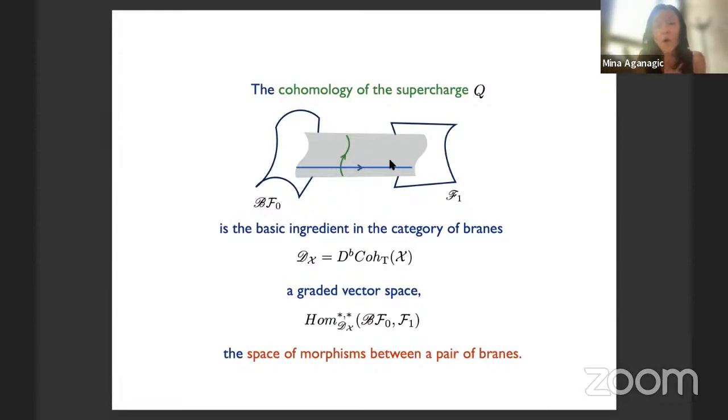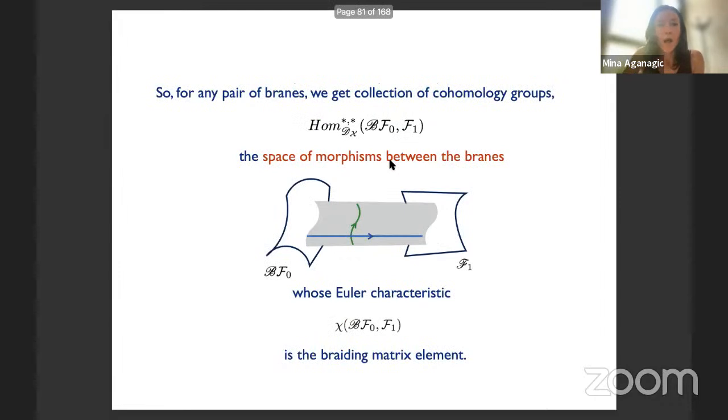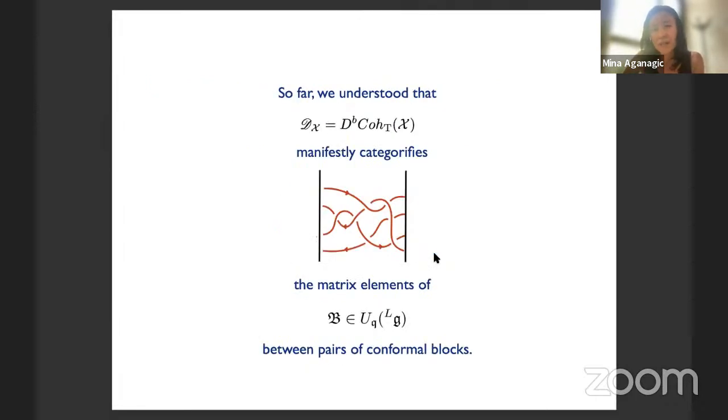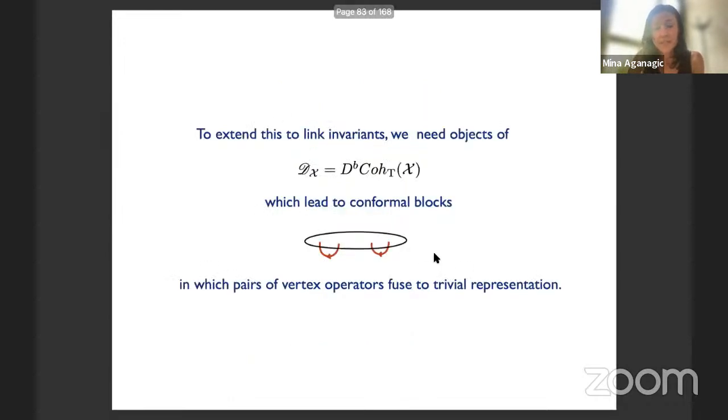In formulating this, we can take all the variation to happen near one or the other boundary. So for any pair of branes, we get a collection of cohomology groups, the spaces of morphisms between the branes, whose Euler characteristic is the braiding matrix element. So we understood that coherent sheaves on X manifestly categorify braiding matrix elements. To extend this to link invariants, we need to understand which objects of the derived category lead to conformal blocks in which pairs of punctures come together and disappear.